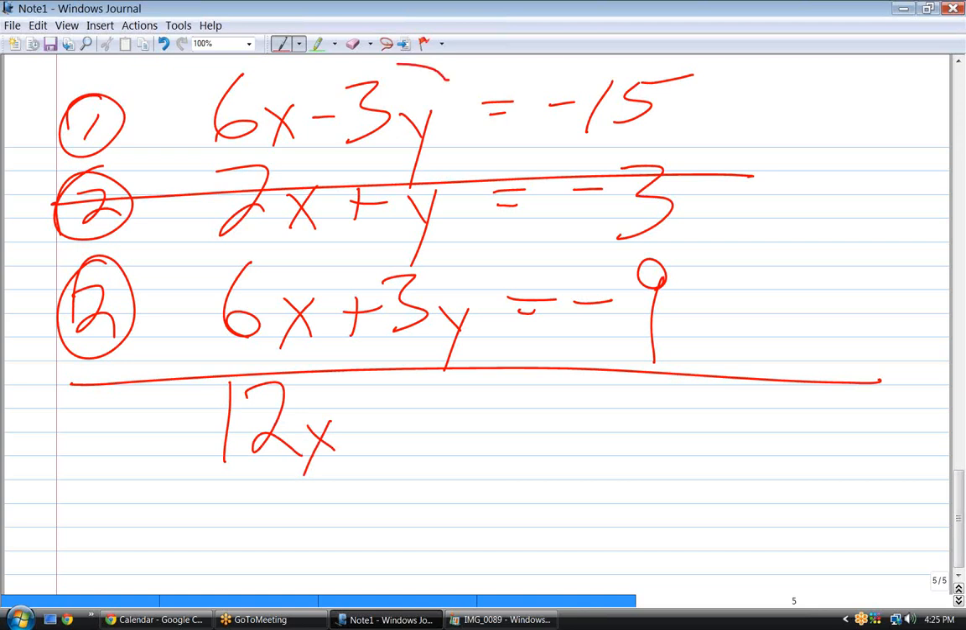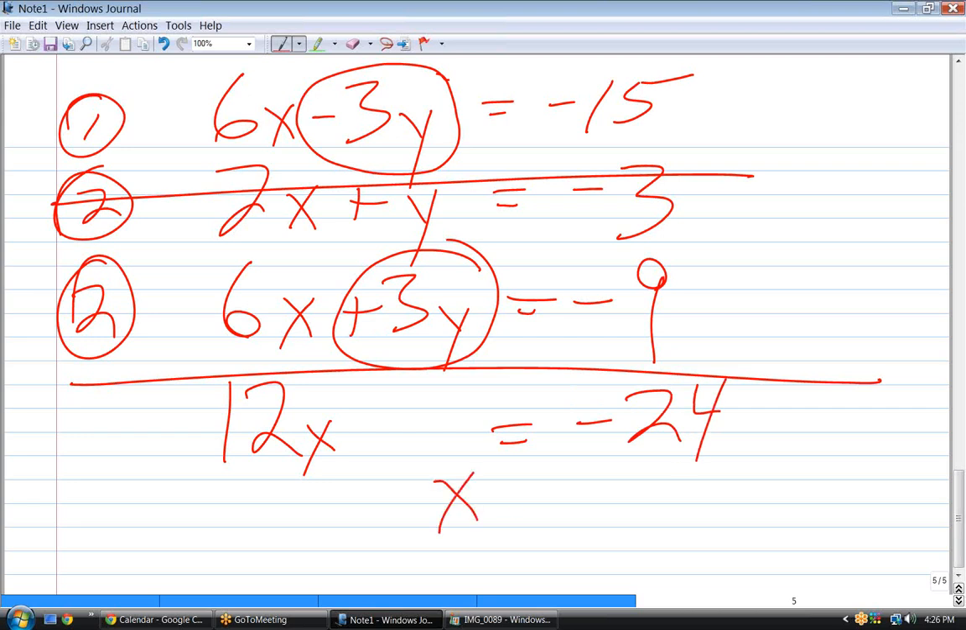But the y's cancel. Negative 3y plus 3y becomes 0. And that was the whole purpose that we multiplied it by 3, so that would happen. And what do I get on the other side here? Well, it's negative 15 plus a negative 9. Negative 24. Okay. So what's x equal to? X equal to negative 2. Remember, we're dividing a negative by a positive.